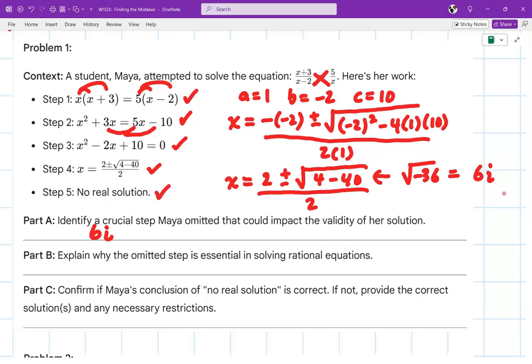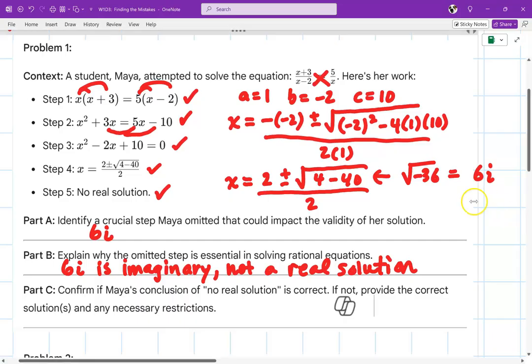Explain why the omitted step is essential. Well, because it tells me it's imaginary, not real, right? I'll just put it down here. 6i is imaginary. Again, you guys can see these notes later. I don't want you guys writing them down so you're not too busy, but pay attention to this stuff. 6i is imaginary, not a real solution.